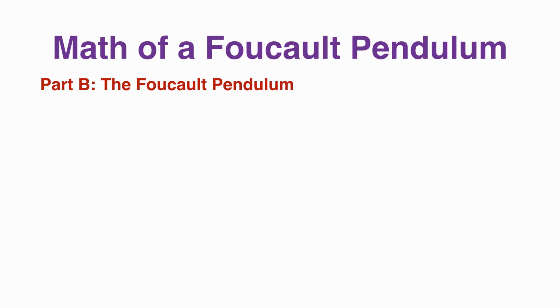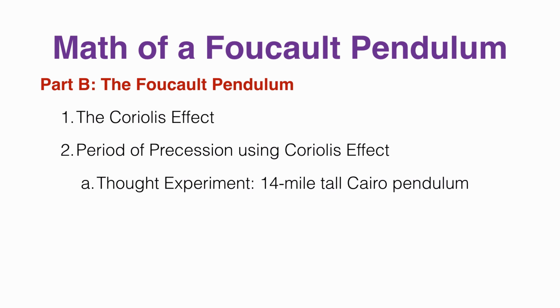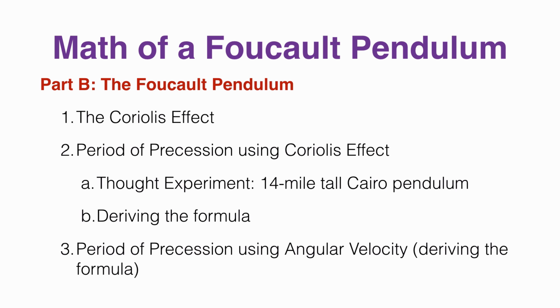In part B of this video, we're going to focus in on the Foucault pendulum. So we're going to have a refresher on the Coriolis effect, and then we're going to look at the period of precession of a pendulum using the Coriolis effect. We're going to start with an example pendulum in Cairo, sort of a thought experiment, a 14-mile tall Cairo pendulum. And we're going to use that to derive the actual formula for the period of precession. Then we're going to use angular velocity to try to derive the formula for period of precession as well.